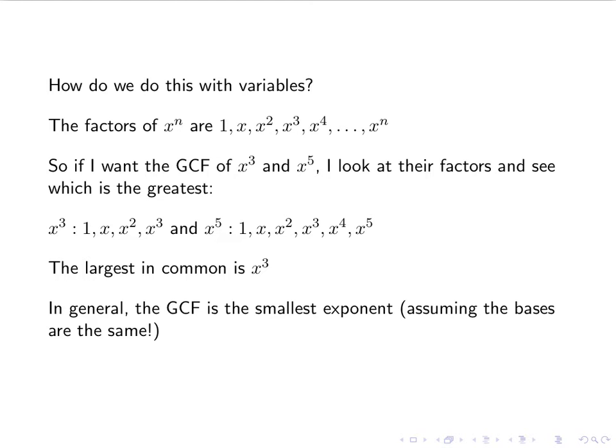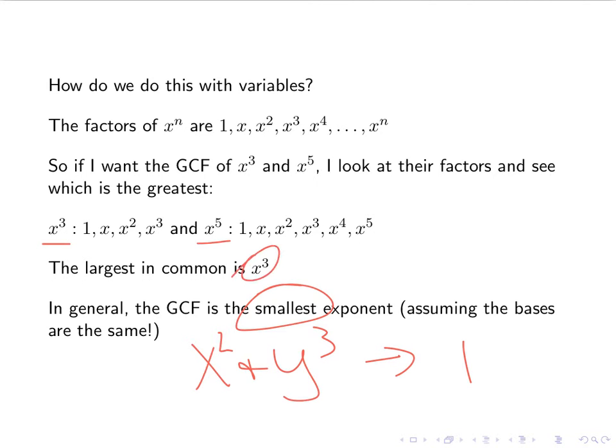And in general, the GCF is going to be the smallest exponent. That only works, though, if the bases are the same, right? If I had x squared and y cubed, their GCF would be 1, because the x squared doesn't have any factors of a y, and y cubed doesn't have any factors of an x. So the bases have to be the same. But assuming they are the same base, then it's just the smallest exponent. So between 3 and 5, 3 is smaller.